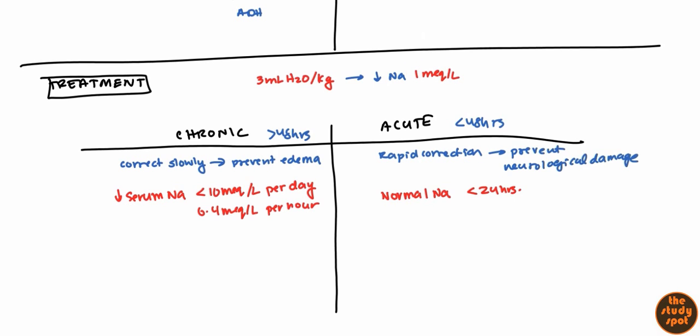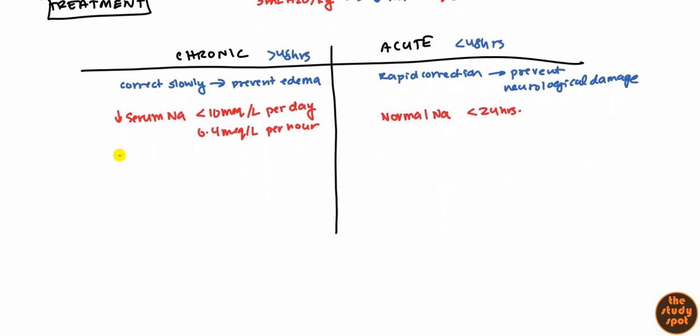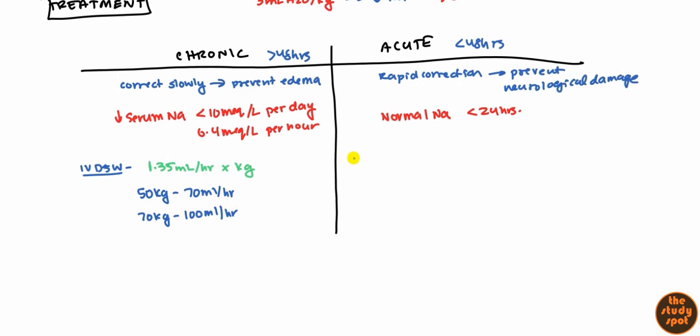So what are you actually going to give them? For chronic, you're going to give them IV dextrose 5% in water, and you're going to give it at a rate of 1.35 milliliters per hour times whatever kilogram they have. Generally, patients are between 50 and 70 kilograms. So if they're a 50 kilogram patient, that's around 70 milliliters per hour, and if they're a 70 kilogram patient, it's around 100 milliliters per hour. So anywhere between 70 to 100 in the average patient.